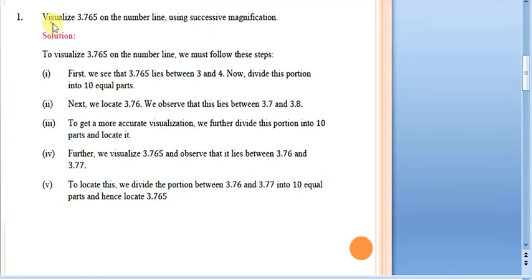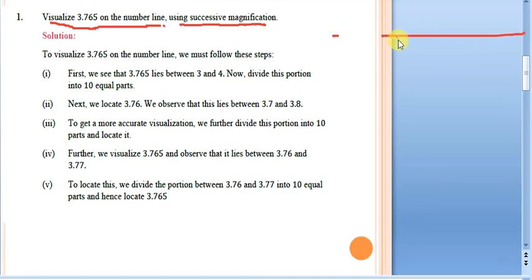The first question: visualize 3.765 on the number line using successive magnification or repeated magnification. So here we have to use our magnification method to visualize this particular 3.765 on the number line. So just let us see how it works basically.